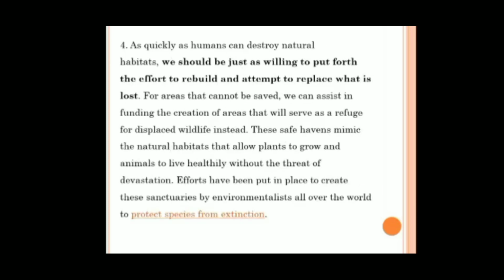As quickly as humans can destroy natural habitats, we should be just as willing to put forth the effort to rebuild and attempt to replace what is lost. For areas that cannot be saved, we can assess and fund the creation of areas that will serve as rebounds for displaced wildlife instead. These safe havens mimic the natural habitats, allowing plants to grow and animals to live healthy without the threat of devastation. Efforts have been put in place to create these sanctuaries by environmentalists all over the world to protect species from extinction.